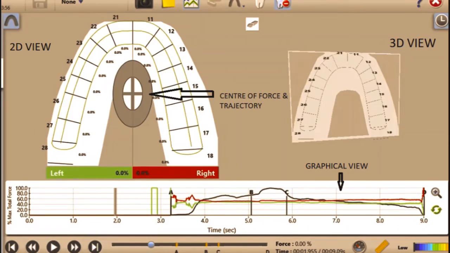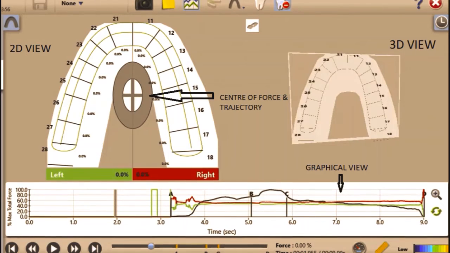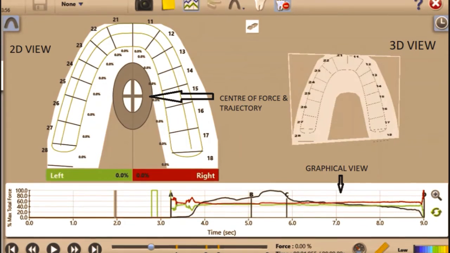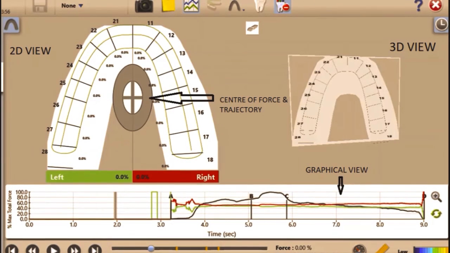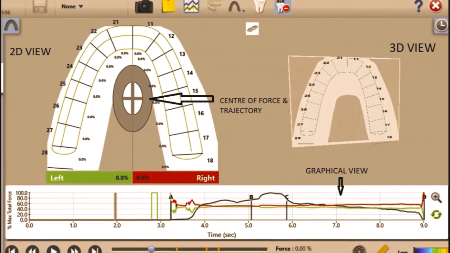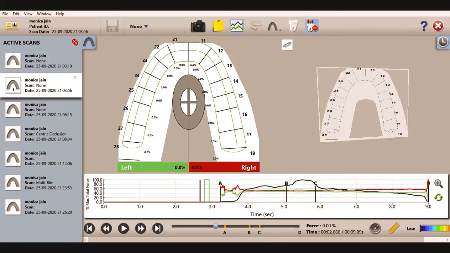The upper right indicates the 3D view, which quantifies the occlusal forces in the form of bars and diagrams over the point. The lower part indicates the whole graphical representation of the whole occlusal force. The center of force is a diamond-shaped sensor located in the oval area, and the path followed by the center of force is the trajectory. The trajectory followed in this case was of horizontal type, which indicates that there was a hyperactive muscle.